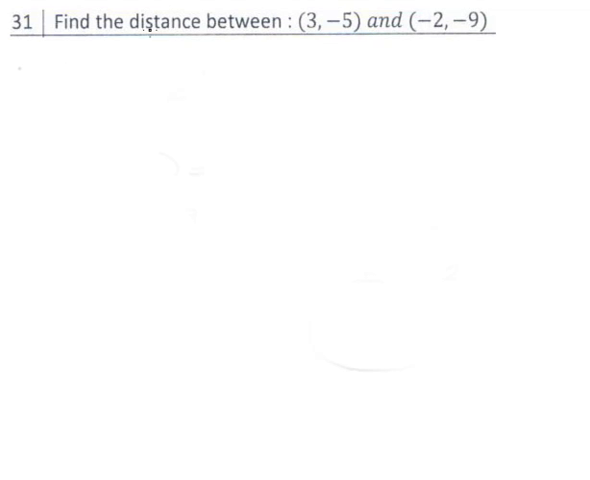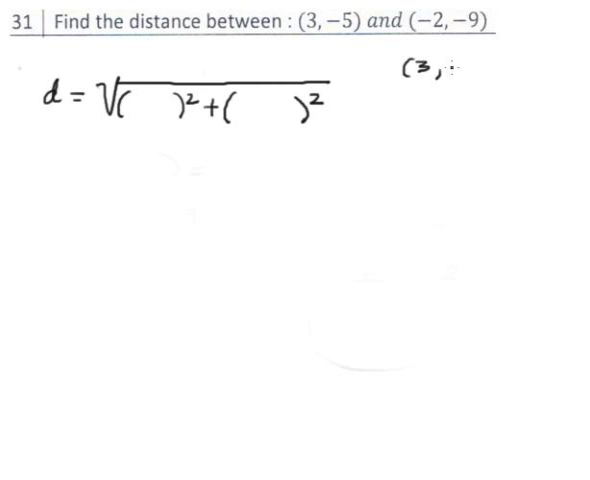Question 31 is a distance problem, so we're going to use the distance formula. So we'll write down the square root and 2 sets of parentheses squared. And we're finding the distance between these 2 points. So we'll subtract the x coordinates in the first set of parentheses, 3 minus minus 2, and minus 5 minus minus 9 in the second set.